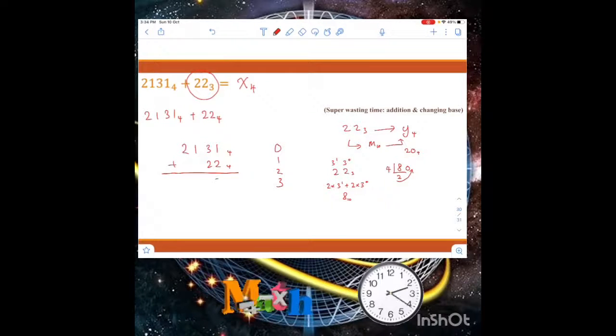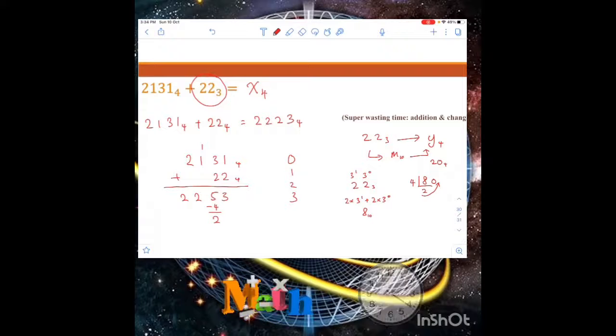So 1 plus 2 is 3. 3 doesn't exceed 4, so it's okay. So 3 plus 2 is 5. Okay, this 5 is not in the range of digits allowed for base 4. So we need to remove the 4 from the number, so 1 remains. Where did the 4 that we removed go? The 4 that we removed from 5 will become 1 in the place in front. So we have 1 plus 1, which is 2. Then 2 plus nothing, so it's 2. So the answer will be 2231 base 4. Alright, with this, I end the video.